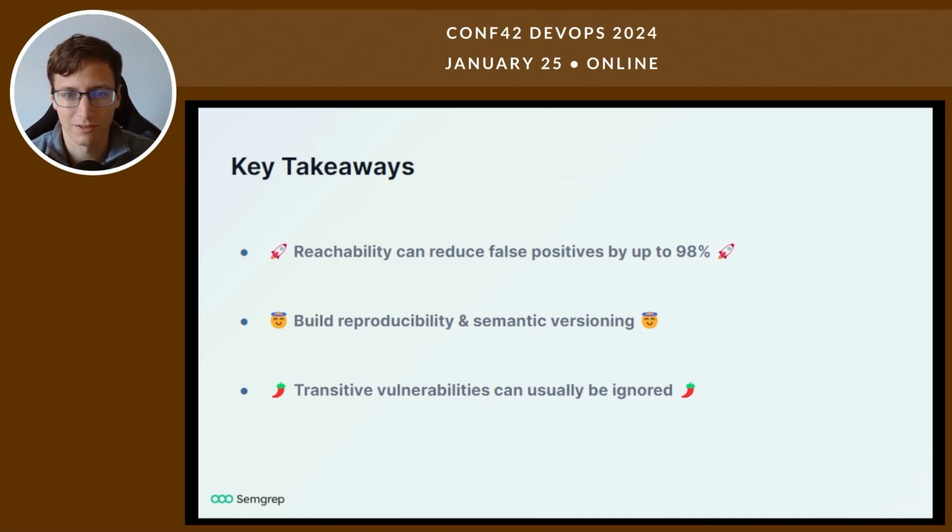Firstly, the effectiveness of reachability. We routinely see up to a 98% false positive reduction thanks to code scanning reachability. Secondly, build reproducibility and semantic versioning solves so many headaches. It's only inevitable with the recent push for software supply chain security that we see these become more of a priority. And lastly, the spicy take, transitive vulnerabilities can usually be ignored.